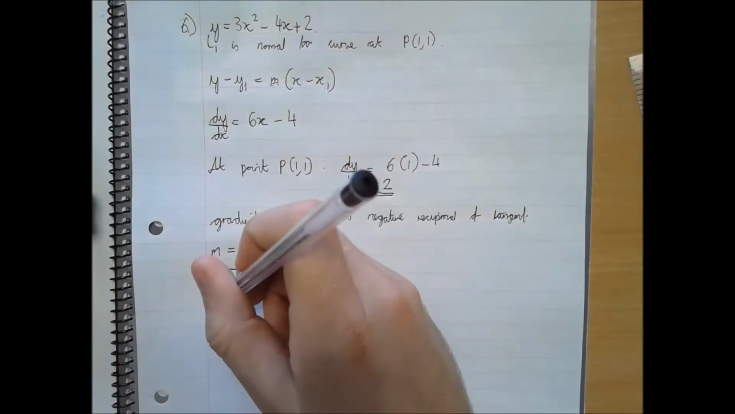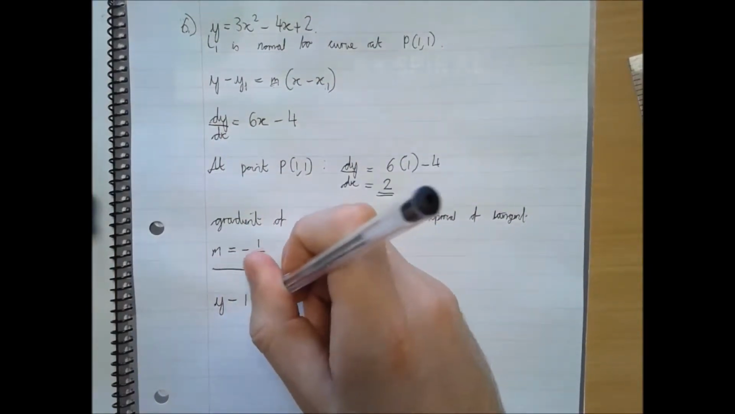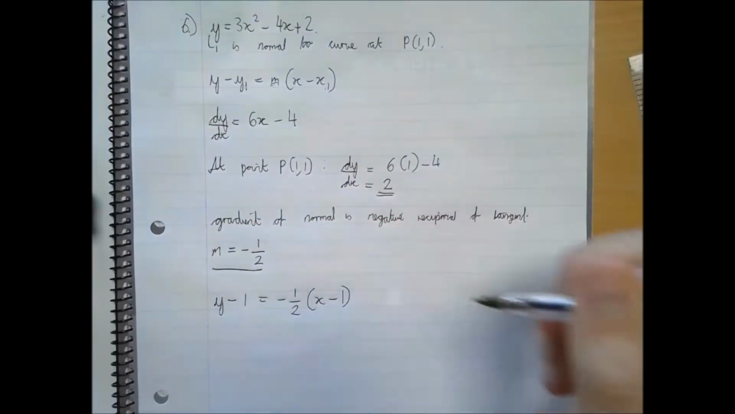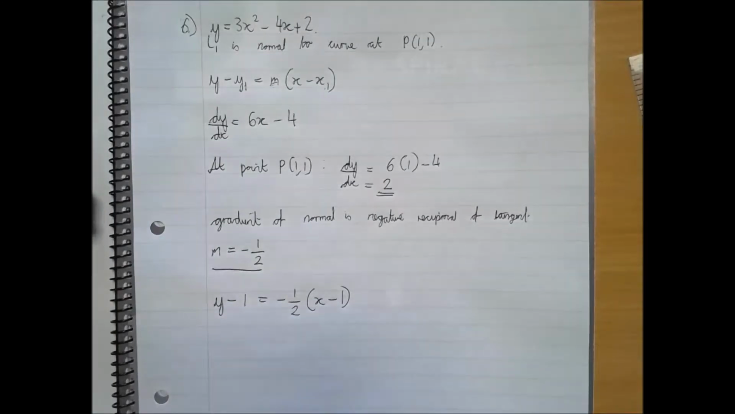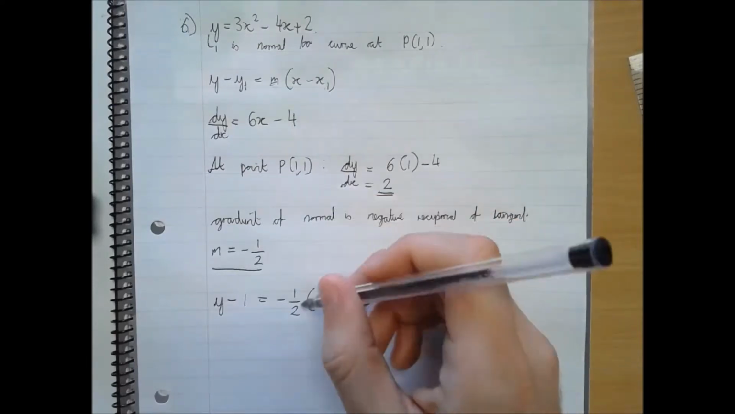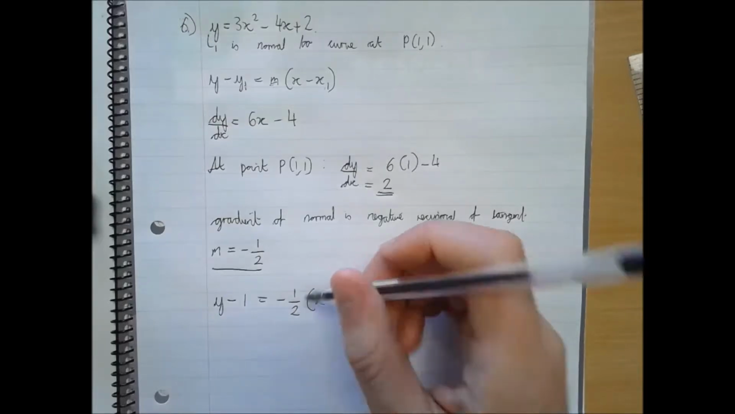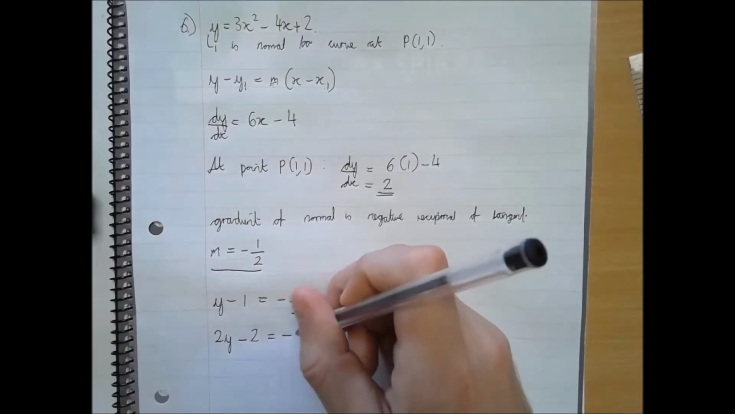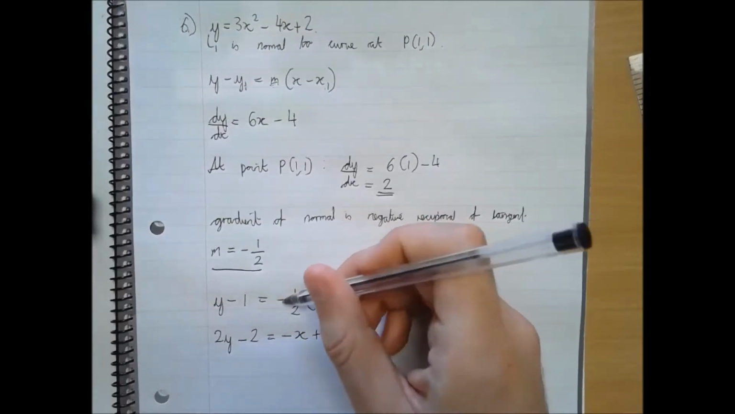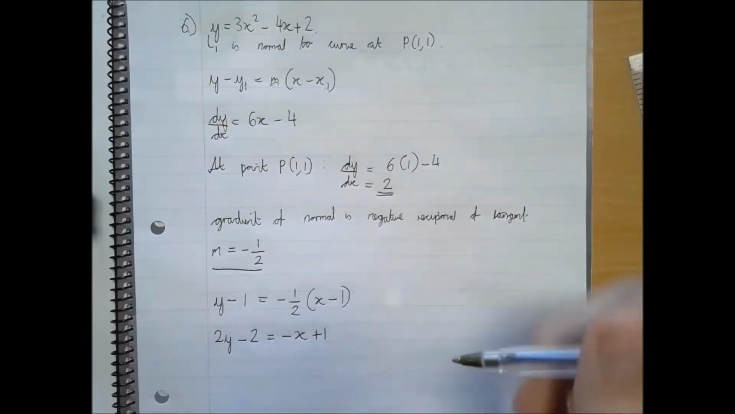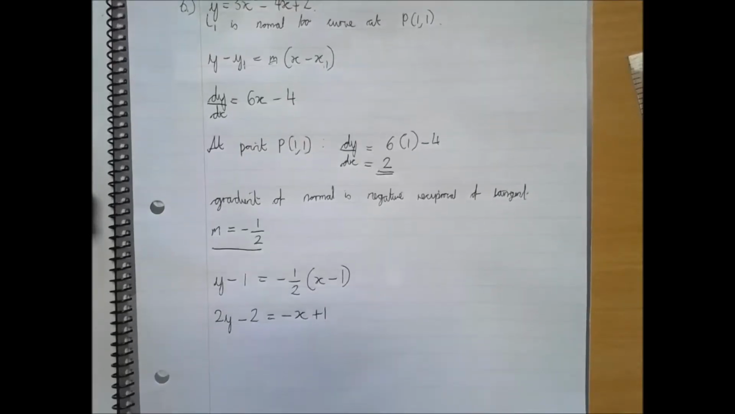So we're just going to plug it all in and we should have y minus 1 equals minus a half times x minus 1. So obviously we want to simplify and rearrange it. If we times everything by 2, 2y minus 2 gives us minus x plus 1. Minus 1 times x gives us minus x, minus 1 times minus 1 gives us plus 1. Just thought I'd do two steps in one really.